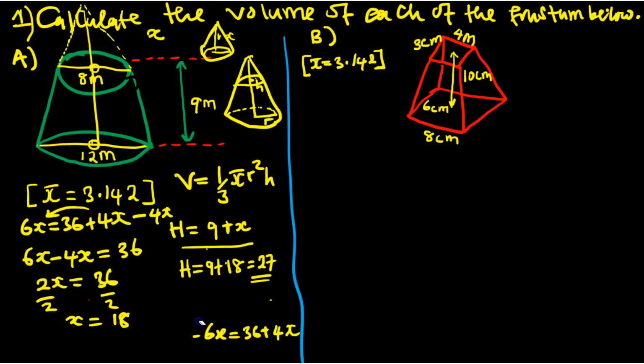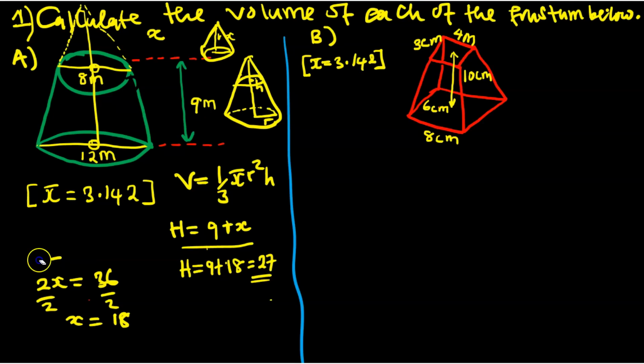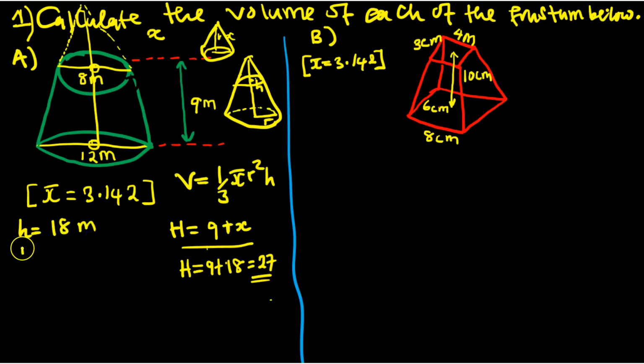So this is the big height that we need. Remember, we want to find the volume of the frustum. So at this point, what information do we have? We have the small height, which is 18 meters. Then the big height is 27 meters. Then what else do we have? Pi we have.